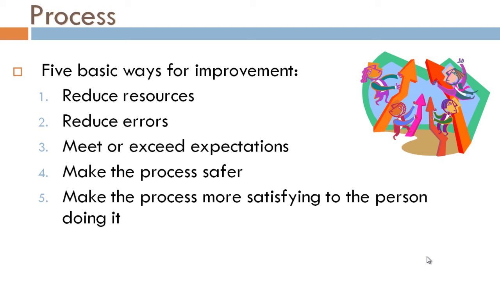So there are 5 basic ways to improve a process. You can reduce resources, because maybe those resources are not needed, or you can use a resource for more than one thing. You also can reduce errors, and these will prevent to do rework or scrap the final product. Also, you can meet or exceed expectations, and this is what the customer wants. You can make the process safer, so you have less inconvenience in the process, and you make the process more satisfying to the person doing it. That means meeting the internal customer needs.